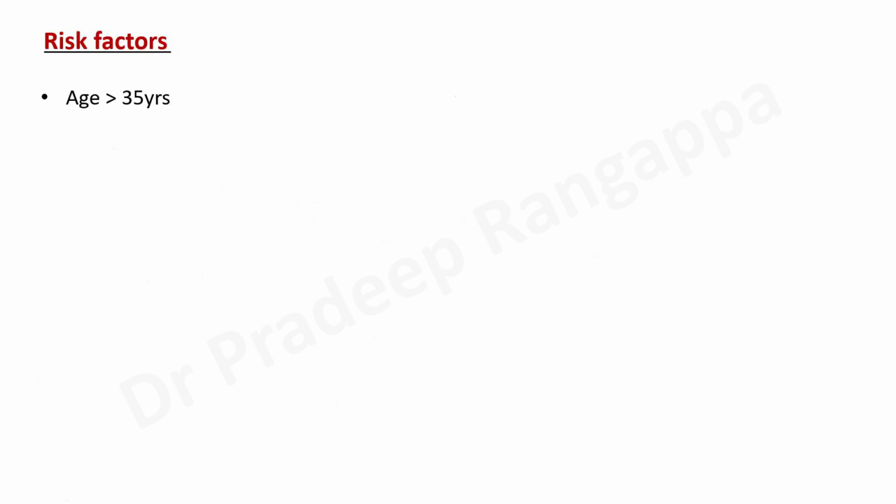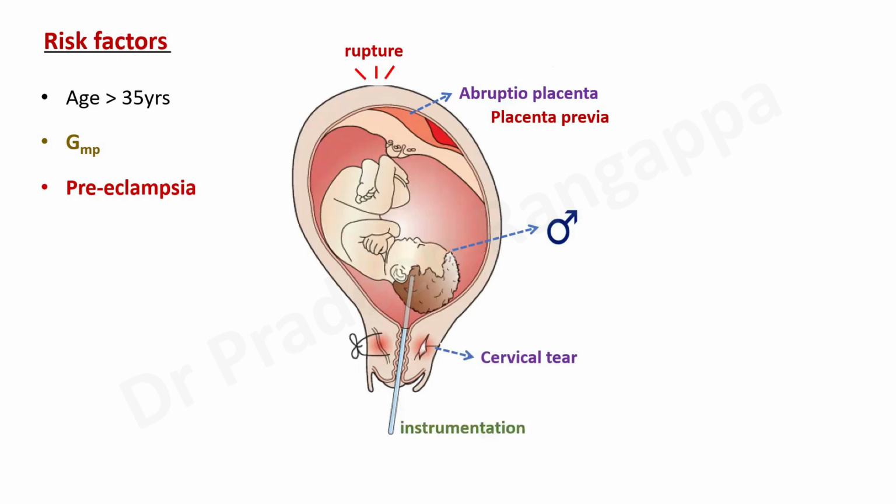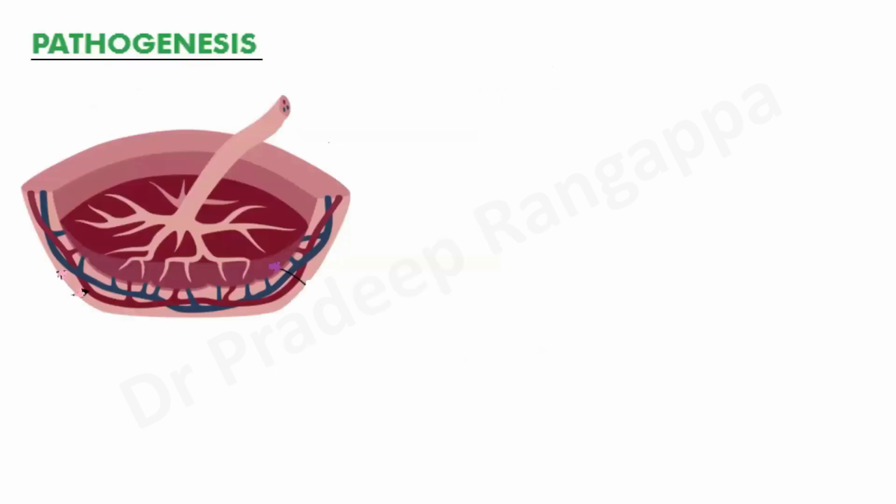We need to understand what the risk factors for amniotic fluid embolism are. The risk factors are elderly primigravida, age more than 35 years, or multiparous gravida, who has had multiple pregnancies in the past, and any other pregnancy-associated complication like preeclampsia, and uterine complications like uterine rupture, abruptio placenta or placenta previa. Having a male baby, the male gender, also constitutes one of the risk factors, as does any cervical tear, instrumentation during the delivery process, or cerclage removal. All these constitute important risk factors for amniotic fluid embolism.